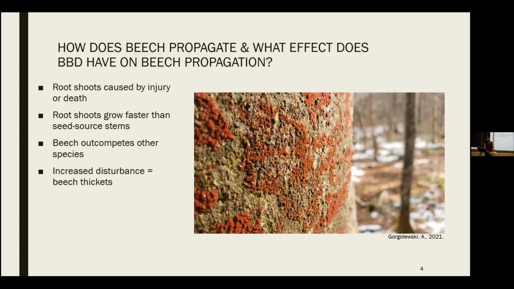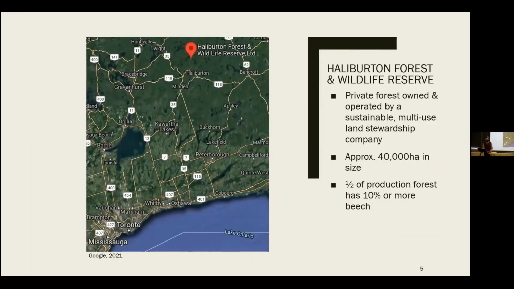So questions about beech regeneration and management have come up in Haliburton Forest, which is where this study took place. Haliburton Forest and Wildlife Reserve is located about 270 kilometers northeast of Toronto. This is a private forest located in Haliburton County, and it's owned and operated by a sustainable multi-use land stewardship company. Haliburton Forest is about 40,000 hectares in size, and about 3/4 of that is production forest. And half of the production forest includes a tree canopy with at least 10% beech in it.